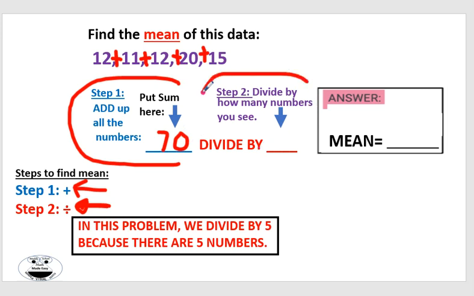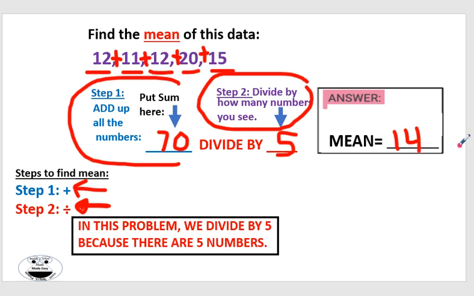So it tells us here, divide by how many numbers you see. So how many numbers do we have here? We have 1, 2, 3, 4, 5 numbers. So here we're going to divide by 5. And 70 divided by 5 is going to give us our mean. So either you're going to use long division, or you're going to put it on a calculator, and the mean is 14.